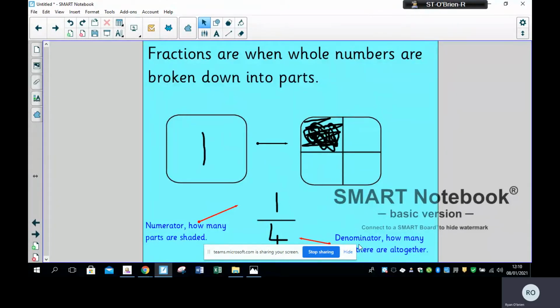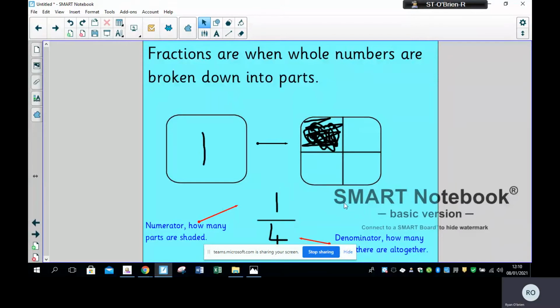And this is the denominator. This tells us how many parts there are altogether. 1 part, 2 parts, 3 parts, 4 parts. So there's 4 parts there. And this is the numerator, and this tells us how many parts are shaded. And obviously there's 1 part shaded there because that's the 1 piece of cake that Mr. O'Brien ate. So it's 1 out of 4, 1 quarter.